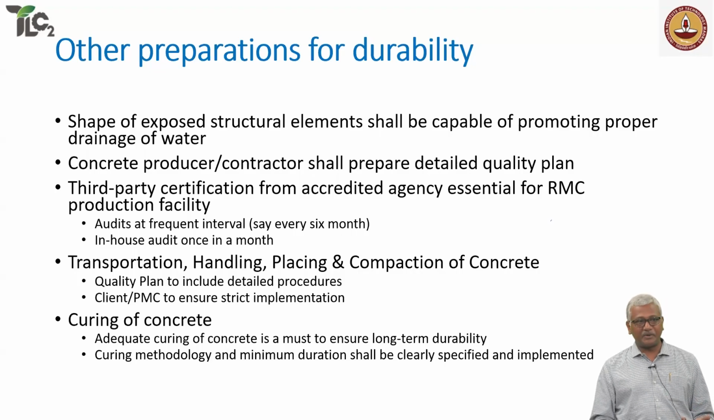Quality plan has to be prepared by the concrete engineer on site, a producer, sometimes the contractor. Third party certification is essential for RMC production facility, because very often you are getting concrete delivered from ready-mix concrete. The BIS has a quality criterion for RMC, and there's a very clear code also, IS 4926, that all of these RMCs have to get certified with, and you have to ensure that you are buying the concrete from the certified concrete producer. As an engineer on site, you need to ensure all of these things.